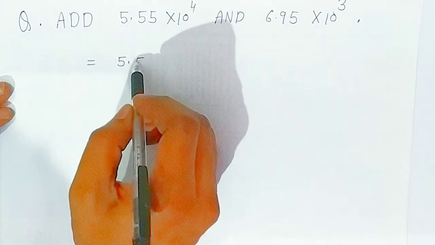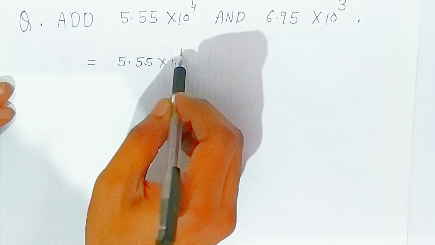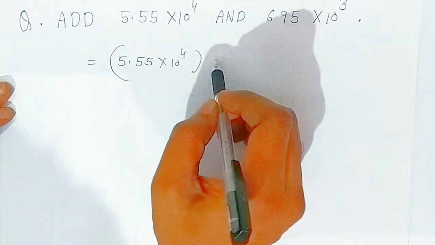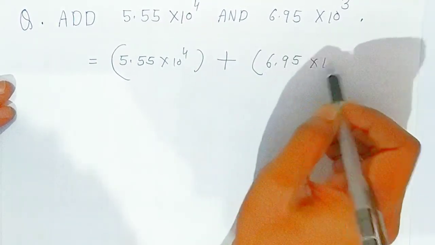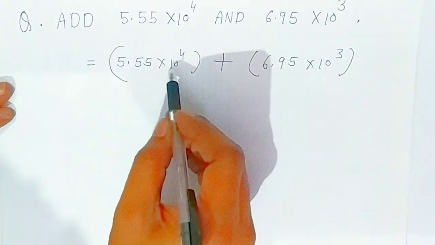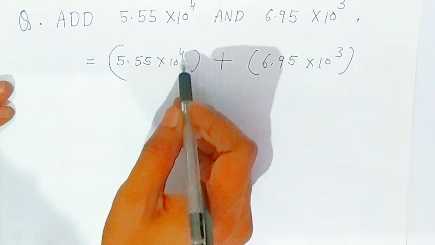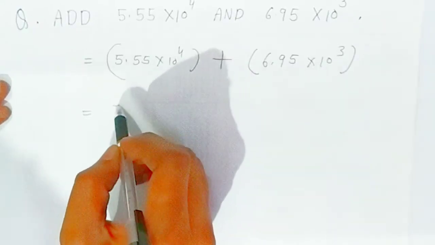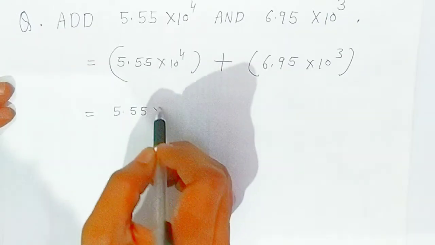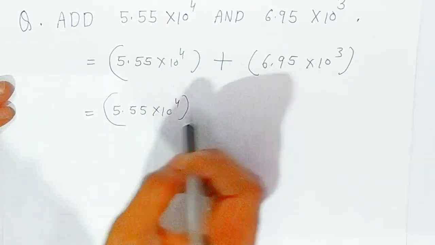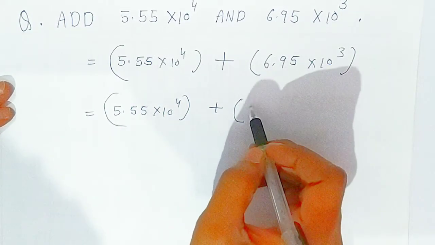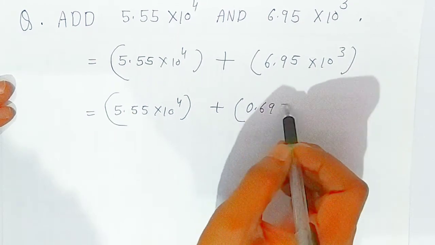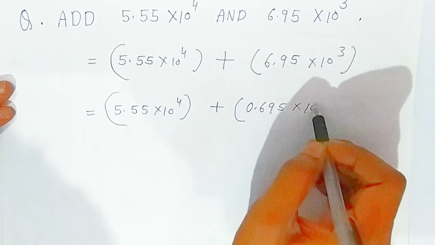First, we write 5.5 into 10 raised to 4. We are going to add this number 6.95 into 10 raised to 3. Now we are going to equalize the power of 10. So this you can keep as it is. Here students, you can multiply by 10, so the decimal shifts and it becomes 0.695, and this also becomes 10 raised to 4.